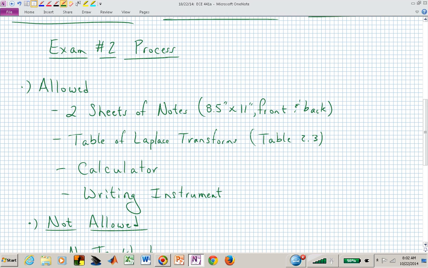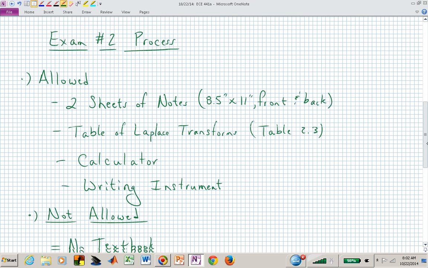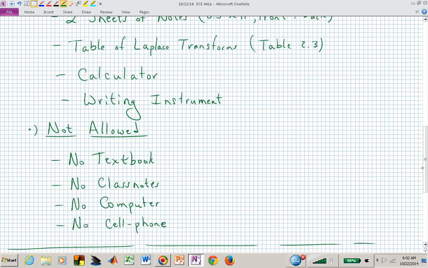Exam number 2, what is allowed? Now you have 2 sheets of notes, front and back, 8.5 by 11. You can bring in a copy of table 2.3. I think that's available maybe on the exam 1 material section of D2L. If you don't still have that in your possession after exam 1, you can have a calculator and a writing instrument. What's not allowed: I first just said no textbook, but then I thought, they'll maybe just see, oh, textbook, class notes. No textbook, no class notes, no computer, no cell phone. That's the process for exam number 2.